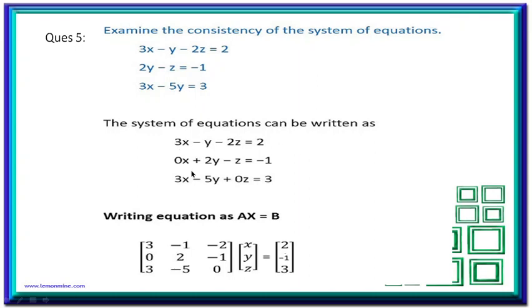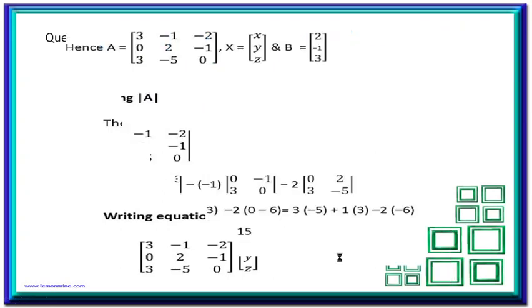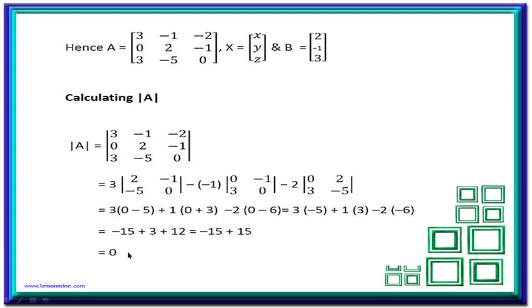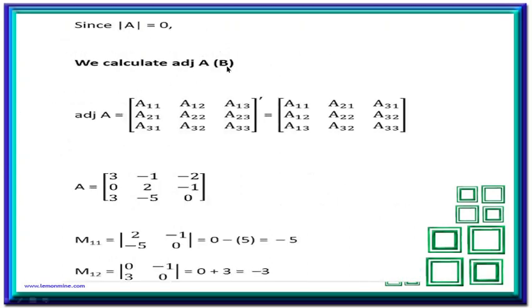The system of equations can be written like this, because wherever some term is not given we have written 0. So here x term is not given, we have written 0x. In the third equation z term is not given, so we have written 0z for making the matrix. So 3, minus 1, minus 2, 0, 2, minus 1, 3, minus 5 and 0. Variables x, y and z, and here 2, minus 1 and 3 we have written in this format. Now what next? We have to find determinant A. Determinant A is 0. It means we have to move further. We have to proceed further and we have to calculate adjoint A into B.